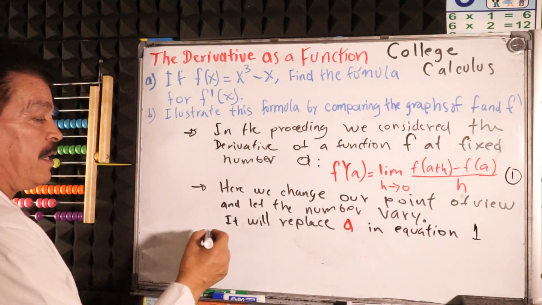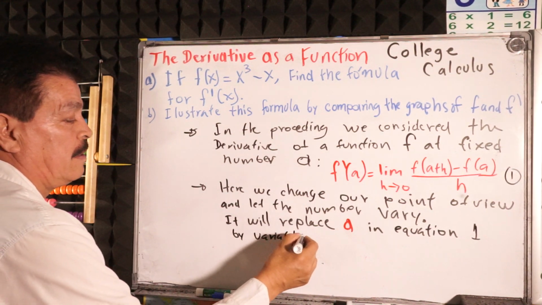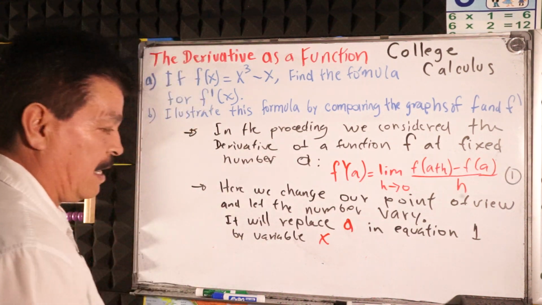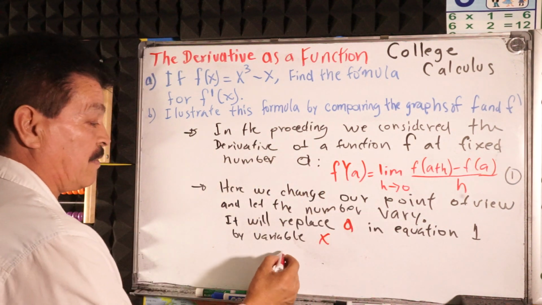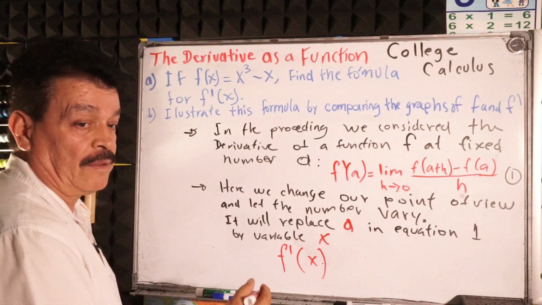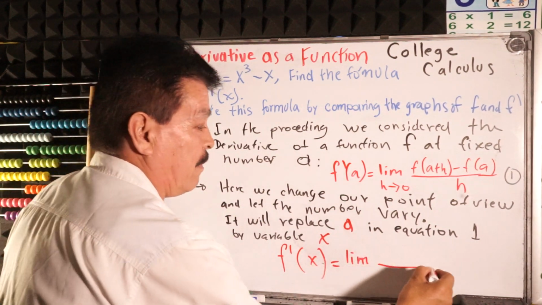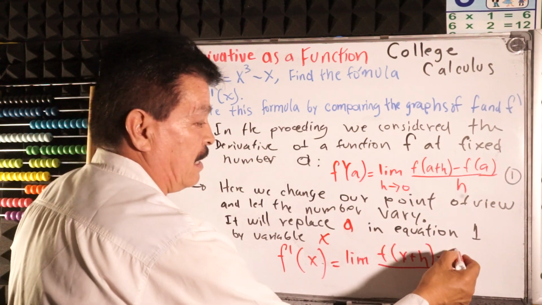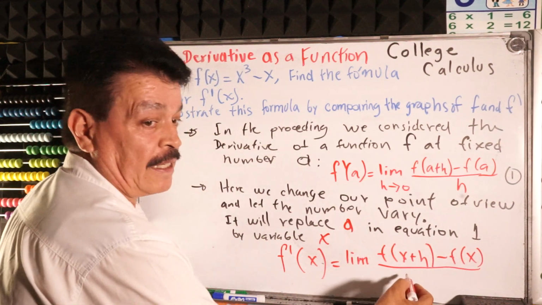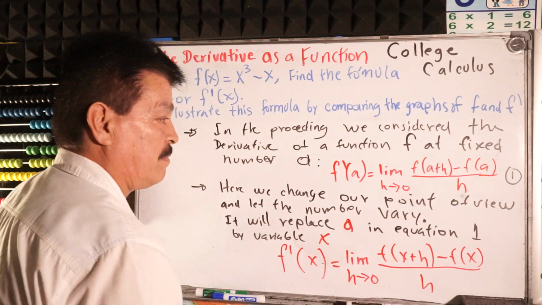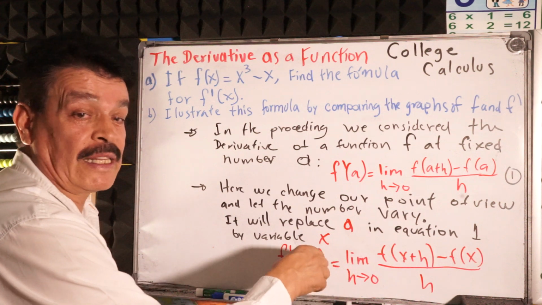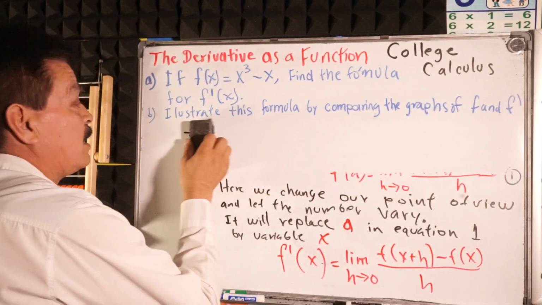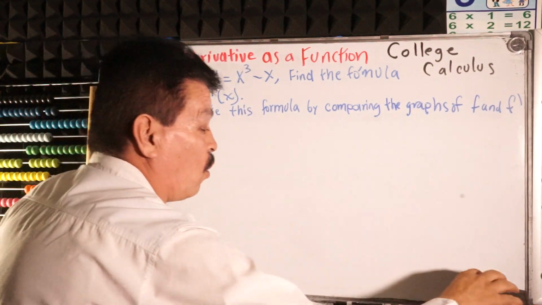All right. So by variable x, we obtain the next. Now this is the derivative f prime of x, which equals the limit of f of x plus h minus f of x, divided by h when h approaches 0. Actually, this is the concept of the derivative. Okay, so since we have this important information, we are able to solve our problem now.